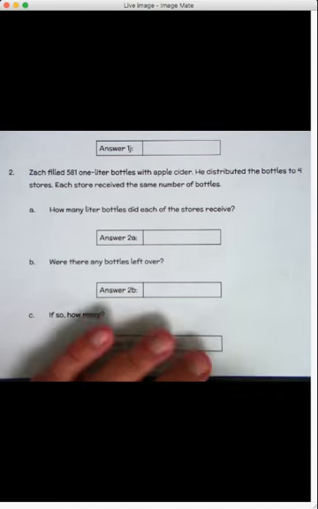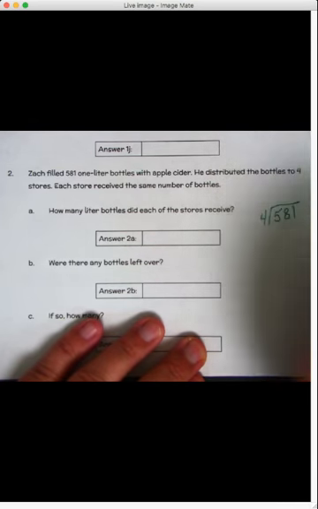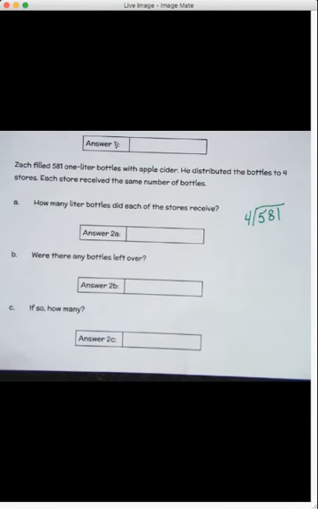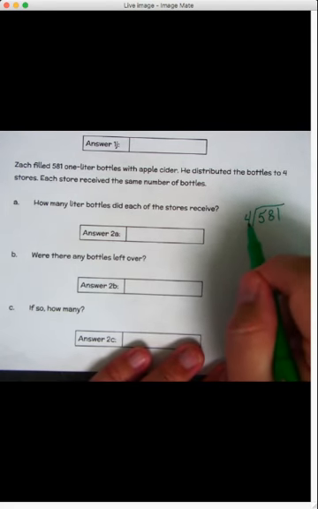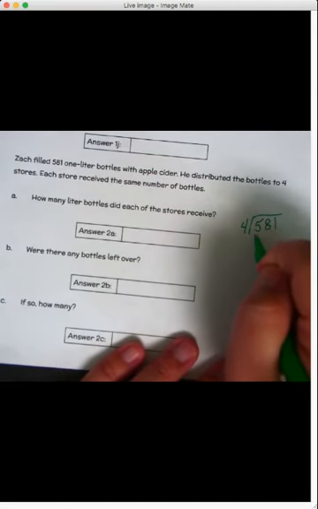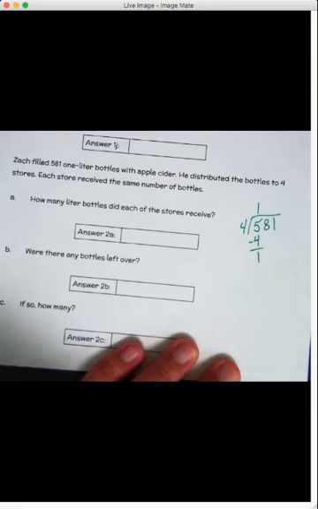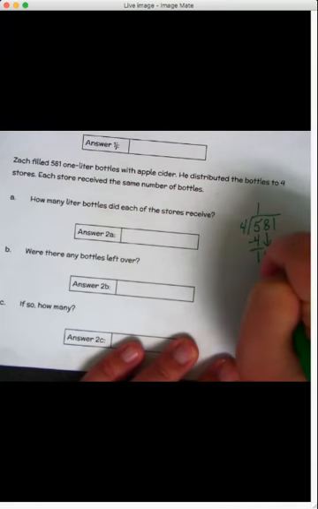Well, that's a division problem. He's got 581 bottles, and he divided them between 4 stores. So the first thing we need to do is find out how many each store got. So 581 bottles divided by the 4 stores. The answer will tell us how many each store got. 4 will go into 5 one time. Mama multiply. 1 times 4 is 4. Sister subtract. 5 minus 4 is 1. Brother bring down that 8.